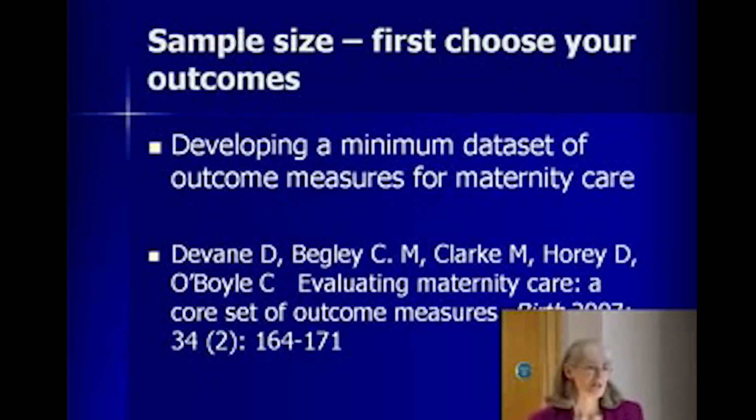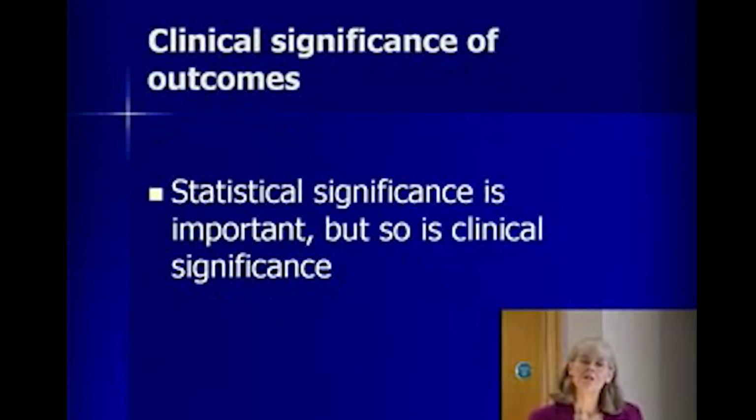And the other thing that you need to think about when you're choosing your outcomes is not only the statistical significance, which is what you're going to make sure you reach by having the right sample size, but the clinical significance. Because you might otherwise choose an outcome that, yes, you'll find a difference, but does anybody care? And that would be a big shame.